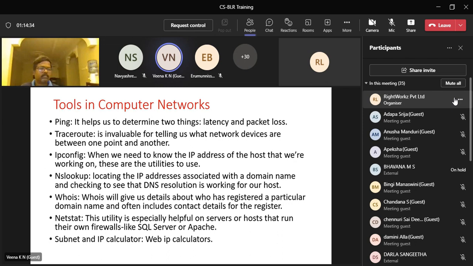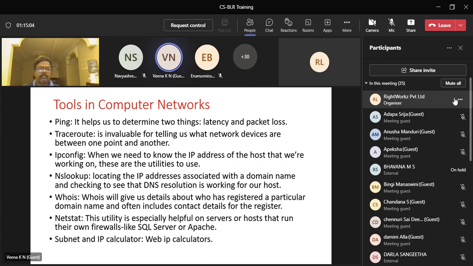NSLookup is used for locating the IP addresses associated with a domain name and checking to see that DNS resolution is working for our host. And another tool is WHOIS, which will give us details about who has registered a particular domain name and often includes contact details for the registrar. And Netstat, this utility is especially helpful on servers or hosts that run their own firewalls, like SQL Server or Apache.